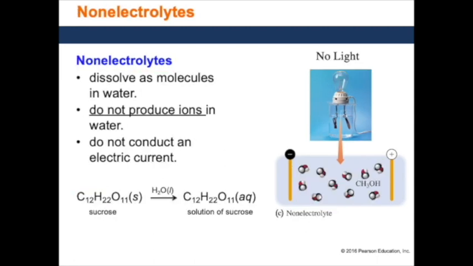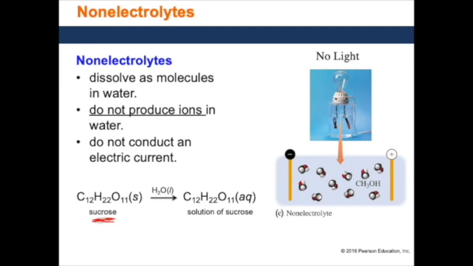And then there is something which is called a non-electrolyte. A non-electrolyte would be a compound which basically does not produce ions in water. It is not going to conduct any electricity. For instance, if you take sugar and dissolve it in water, sucrose is the chemical name for the sugar that we eat, cane sugar in our house.